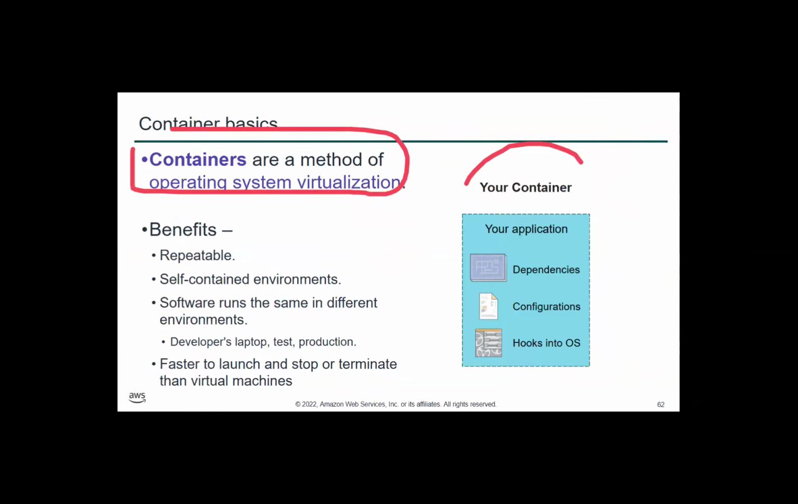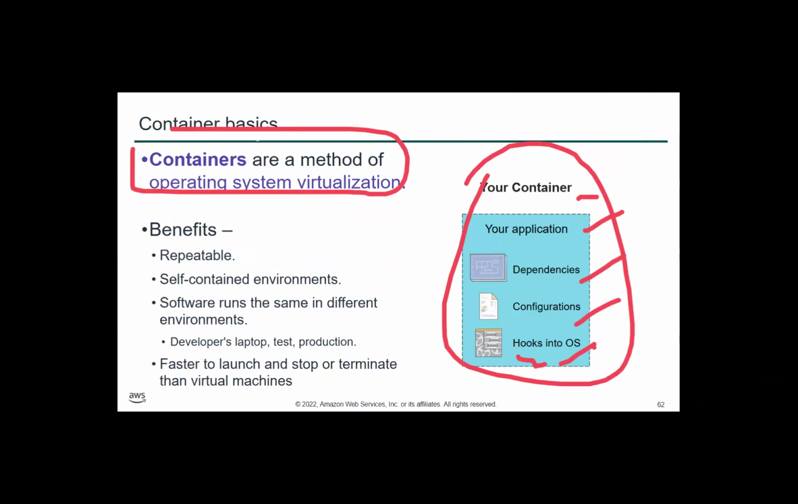As I mentioned, containerized means containers will have your application, then the dependency files, the configuration files, and the hooks into OS. That is part of your OS. Now it helps you to repeat it. A self-contained environment means everything necessary is already there. Software runs the same in different environments. Same thing, we can run it in different environments.